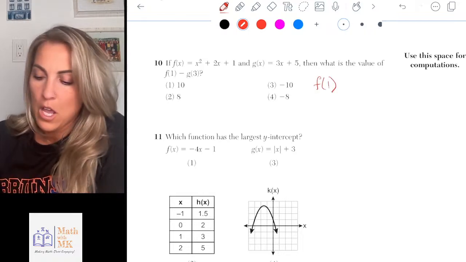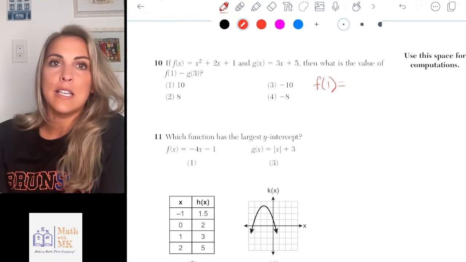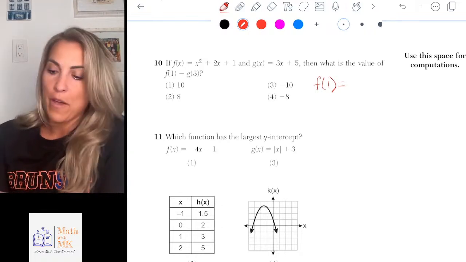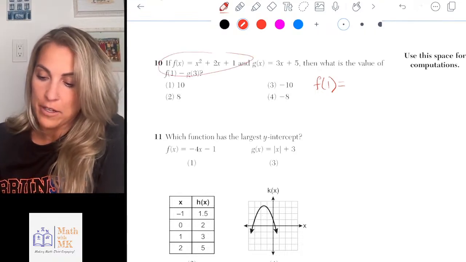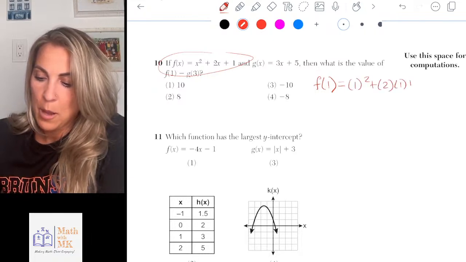So f of 1 just means that we're going to find the value of this function when x is 1. So we're going to substitute every x that we see with the value of 1. And we're looking at f of x right now, right? This has nothing to do with g of x. So f of 1 is going to be equal to 1 squared plus 2 times 1 plus 1.